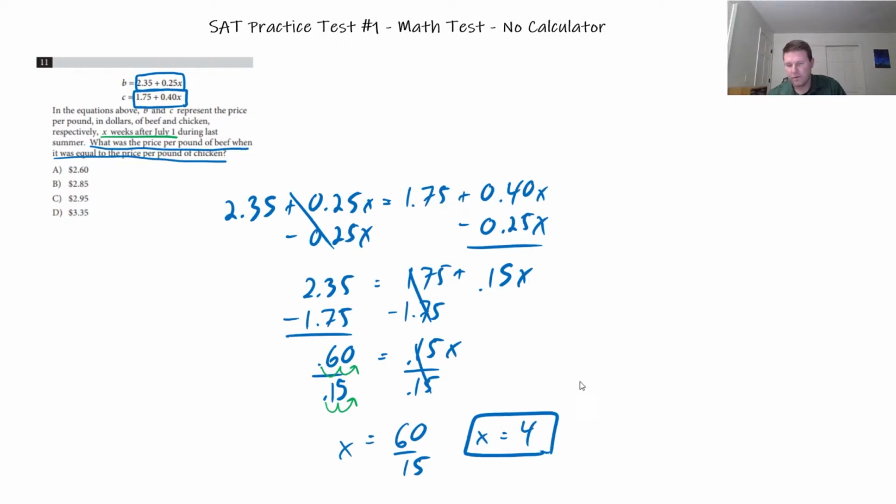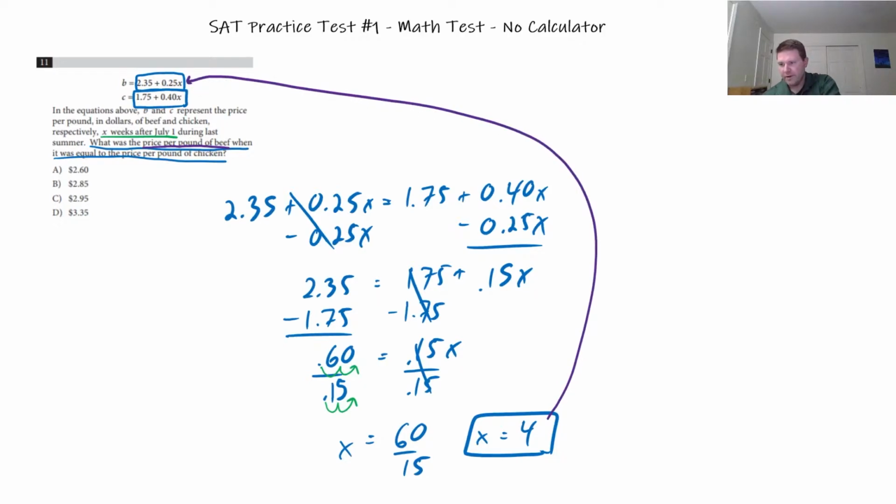You got to take this 4 and actually plug it back in, because what they're really looking for is the price per pound of beef. So you can take the 4 and then just plug it in for this x right here in the beef equation. That's something I'd like to say more often, is the beef equation, right? I think everyone should. But 235 plus 0.25 times 4.